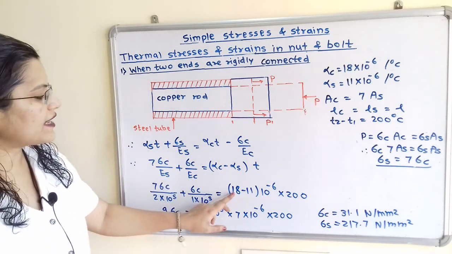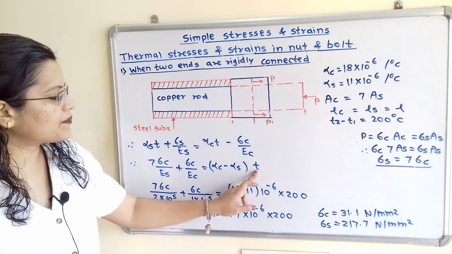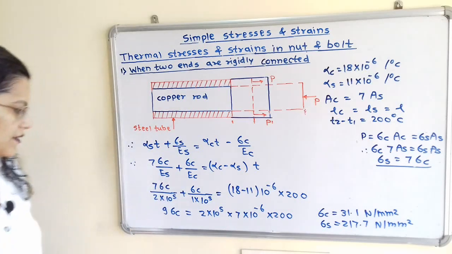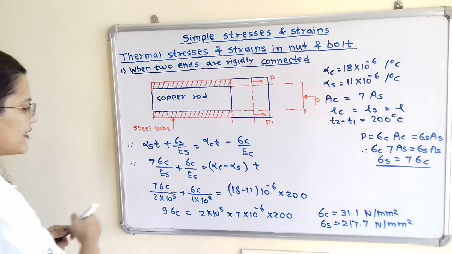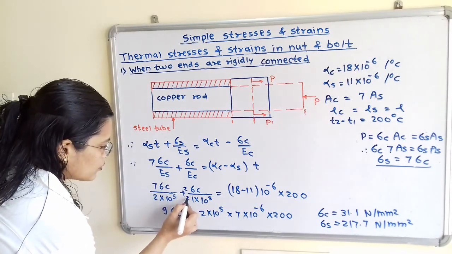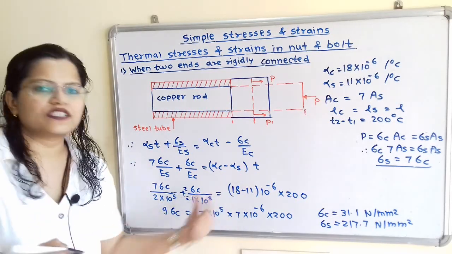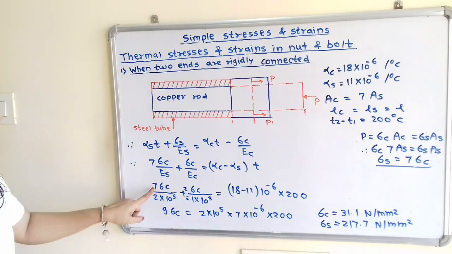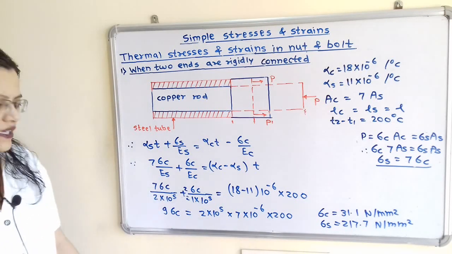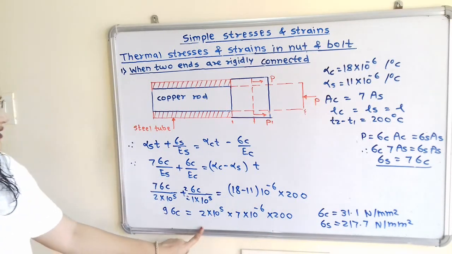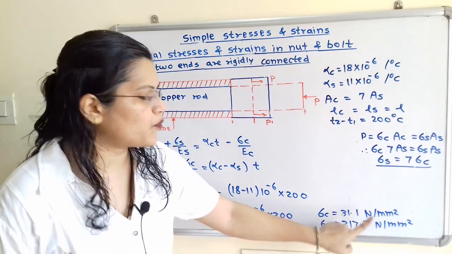So here we will take 18 minus 11 and 10 raised to minus 6 as the common term, multiplied by the value of T, which is 200. Now if we observe the denominator, here we will multiply and divide by 2 by 2. So here it will become 2 into 10 raised to 5. So this common term we will transfer to the right hand side. And here 7 sigma C plus 2 sigma C is equal to 9 sigma C. So if we solve this right hand side and calculate the value of sigma C, it is 31.1.